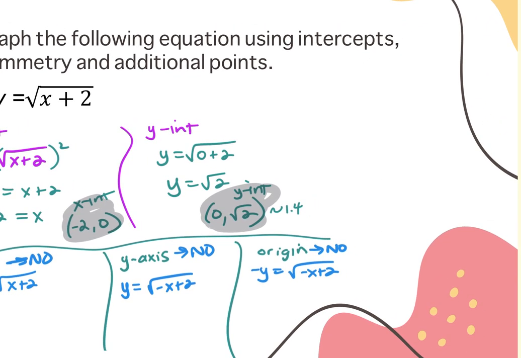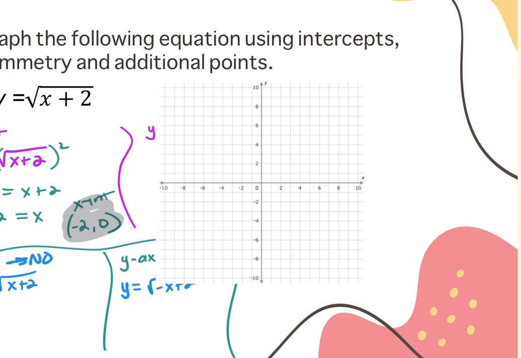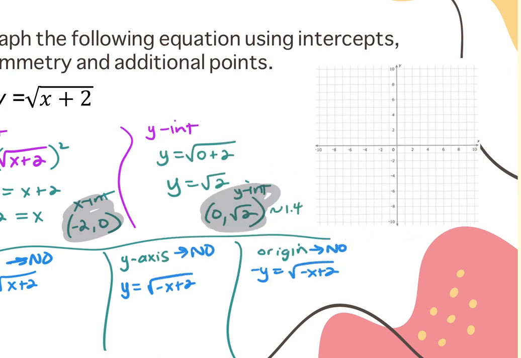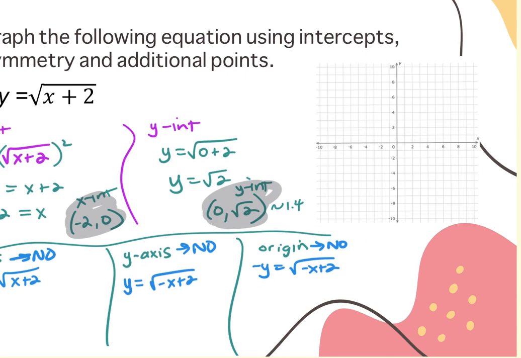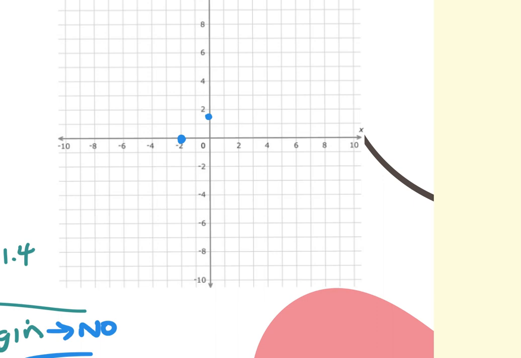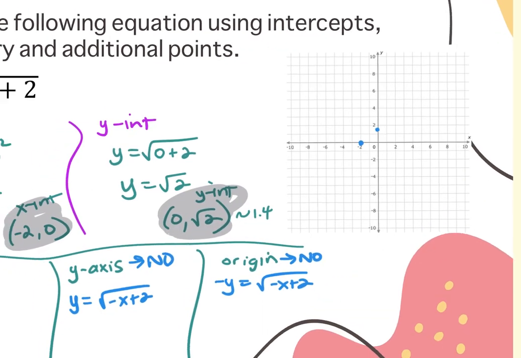Then I would graph based on what I already have. So I'm going to plot negative 2, 0, and then 0 and 1.4. We're going to estimate. Now I know there's no symmetry, which means nothing gets reflected underneath this. Like it's not going to look like this, because that would be y-axis or x-axis symmetry. It's not going to flip over the y-axis because there's no y-axis symmetry. So I know that it's not either of those shapes.